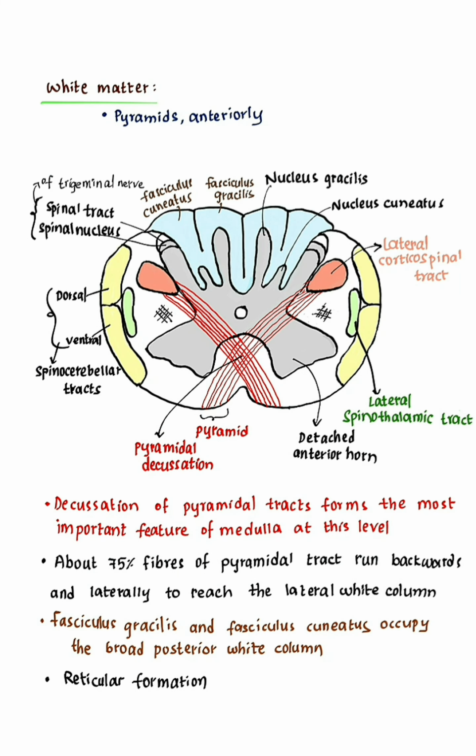White matter. Regarding white matter, remember the pyramids present anteriorly, decussation of pyramidal tracts, in the lateral white column: lateral corticospinal tract, lateral spinothalamic tract, spinocerebellar tracts. In the posterior white column: fasciculus gracilis, fasciculus cuneatus, and reticular formation.